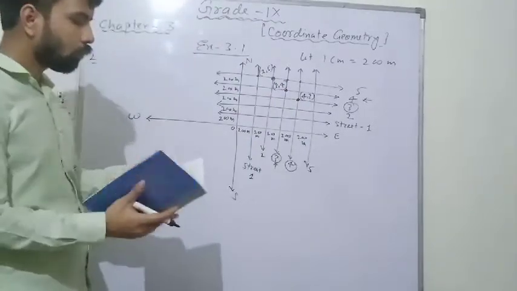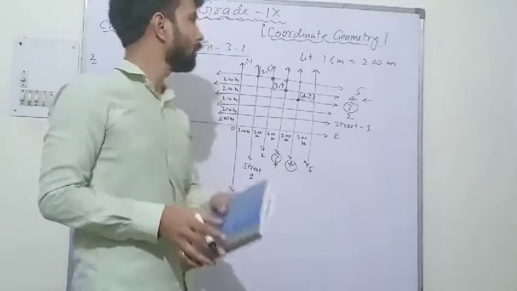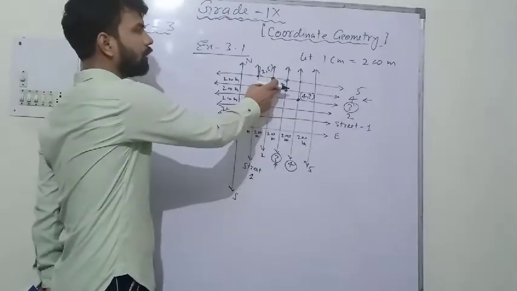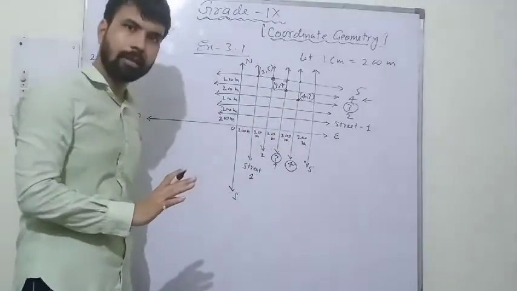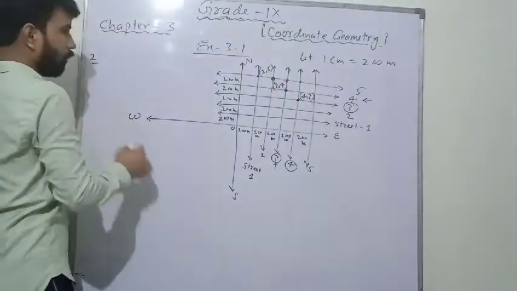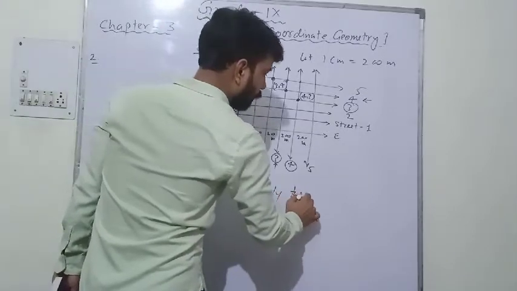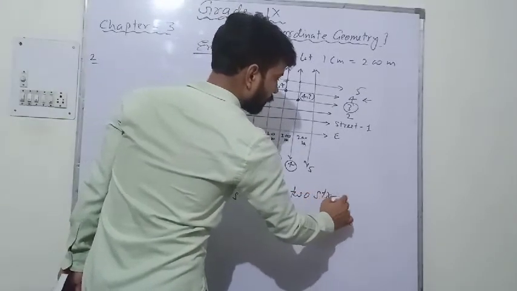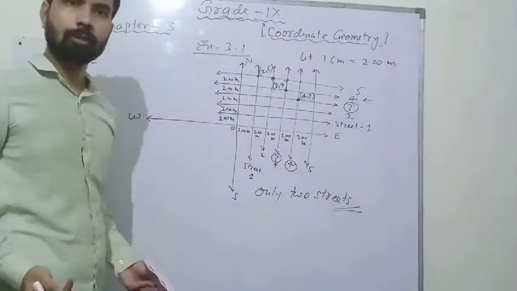Clear? Now the question is saying how many cross streets can be referred to this. So there is only two. There are always 2 streets only on this cross section. Clear? So you have to write only 2 streets. This is the answer for both the parts, for first and second.